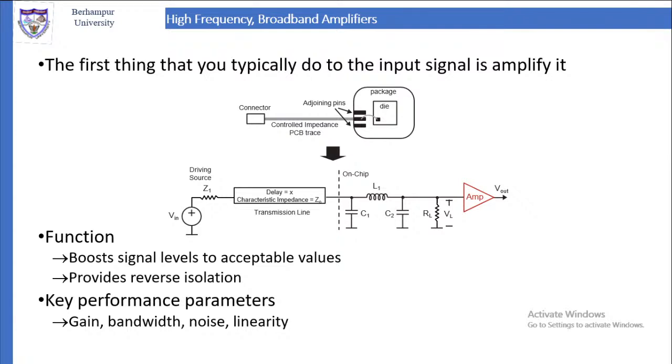We have to amplify the VL. So after VL, we will have an amplifier. After VL, the first circuit is the amplifier circuit. After the amplifier, you get the output Vout, which is the amplifier output. What is the function of the amplifier? It boosts or amplifies the signal level to an acceptable level where we can do the signal processing. Another important function is that it provides reverse isolation, which means whatever is on the output side of the amplifier will not come to the input side.